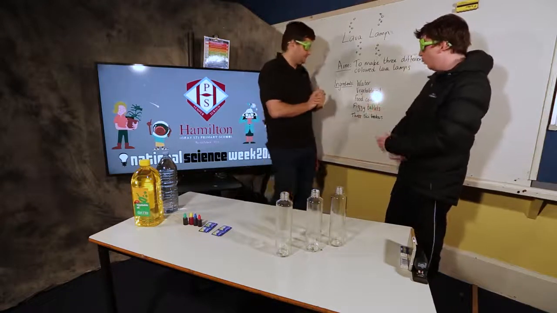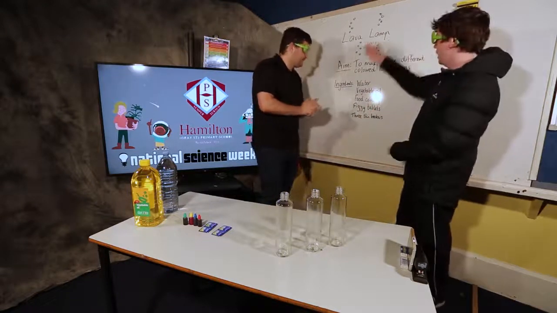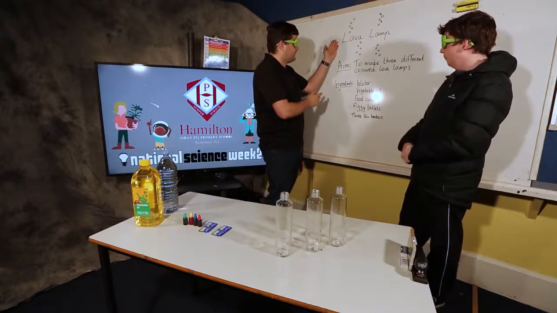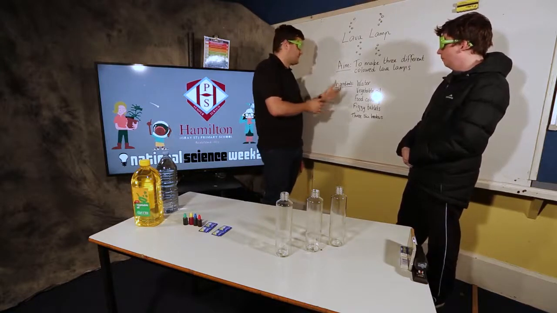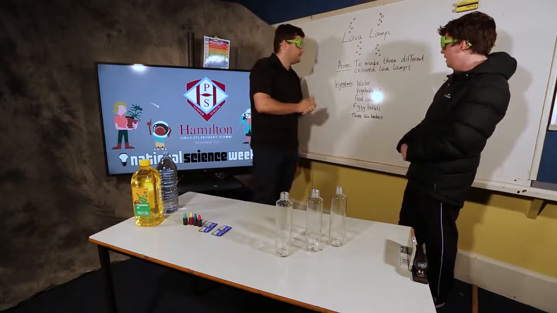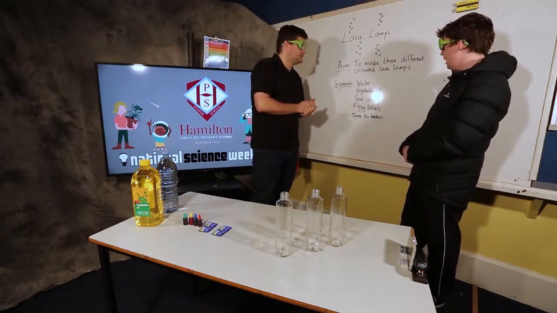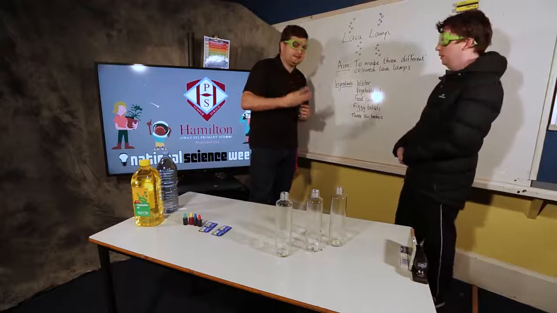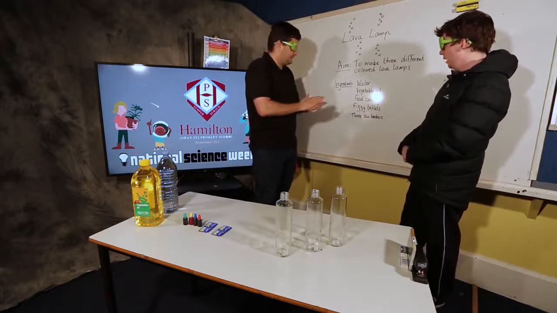So let's have a look at our whiteboard here, Mr. White. So we've got our heading, which is lava lamp. This seems very similar to a procedural text, but we better keep going. We've got an aim. Our aim for this is to make 3 different coloured lava lamps. Okay. Let's now look at our ingredients.